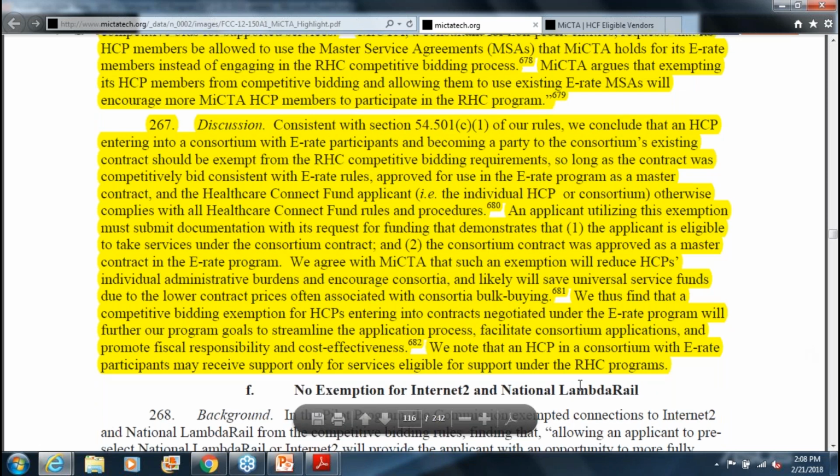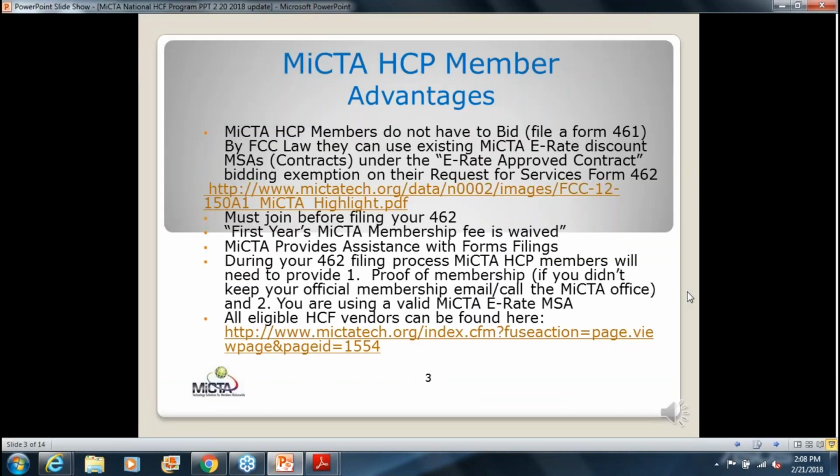So now we're going to move on to the next slide. And as you can see, the eligible HCP must join before they file the 462. That's part of the requirement. Now, the first year MiCTA membership fee is waived if they're joining MiCTA to take advantage of the HCF program. And MiCTA does provide assistance with form filings.